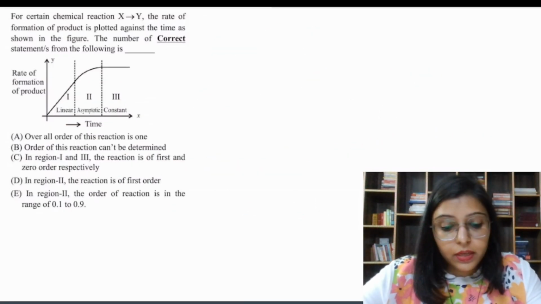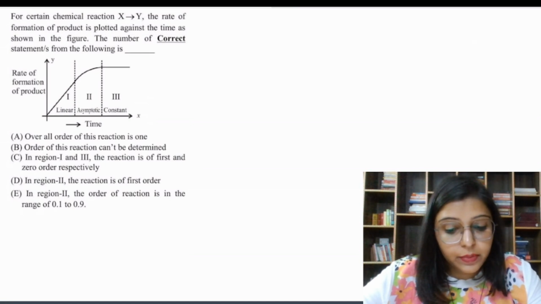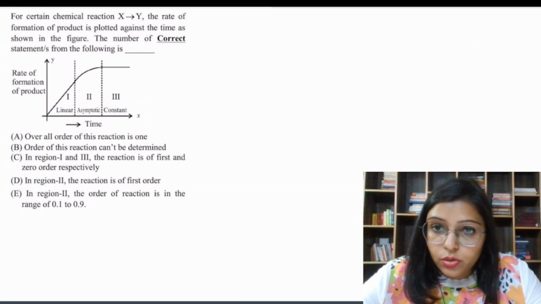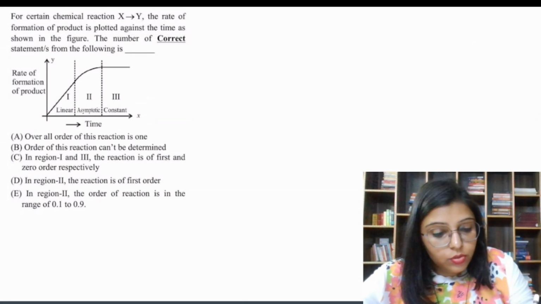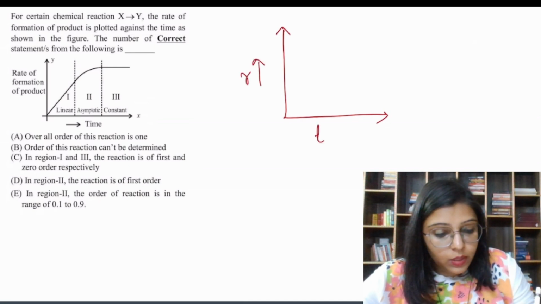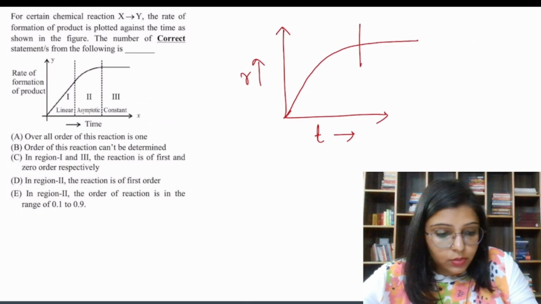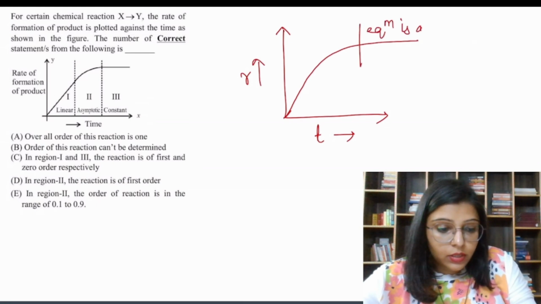Now for a certain chemical reaction X to Y, the rate of formation of product is plotted against the time as shown in the figure. The number of correct statements from the following is. So rate versus time curve. We have discussed this part in equilibrium also. If I plot rate versus time, then what happens? Basically with time, the rate of formation of product increases, and after some time it becomes constant. It means at this point equilibrium is achieved, right?